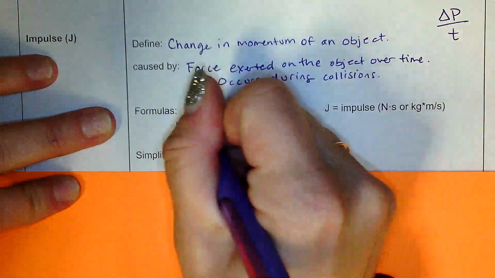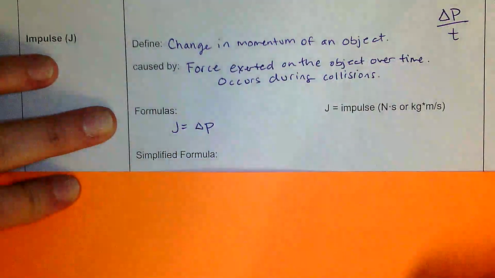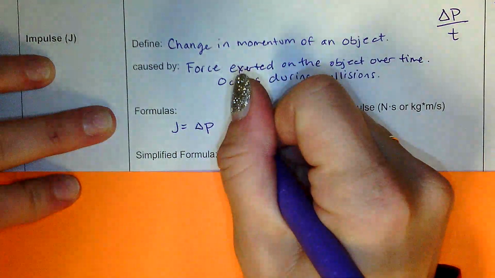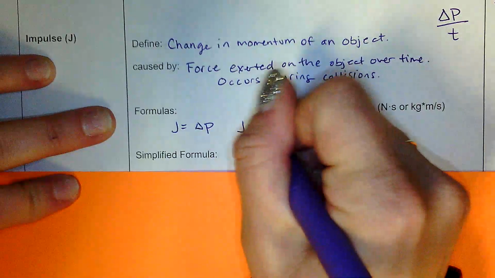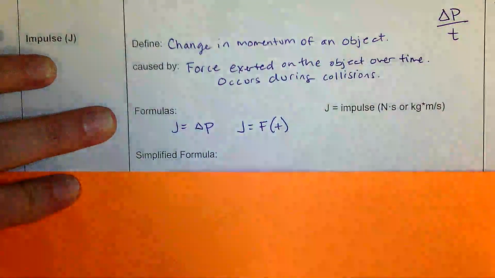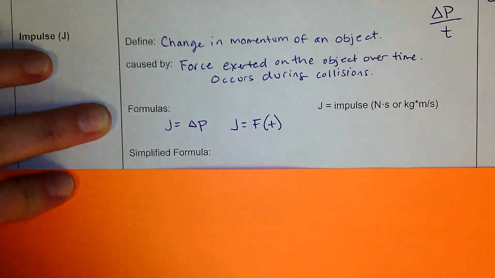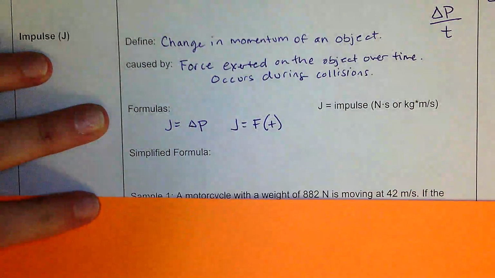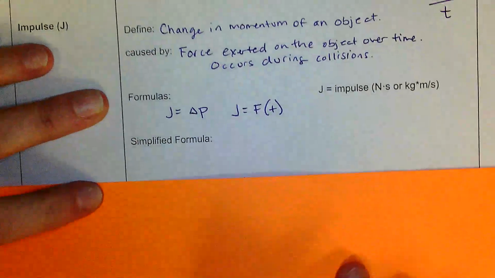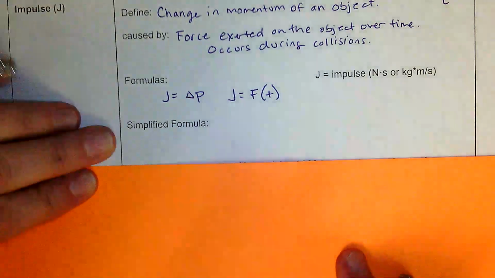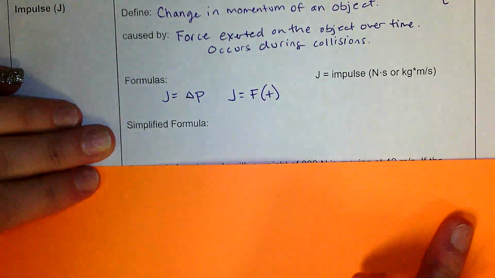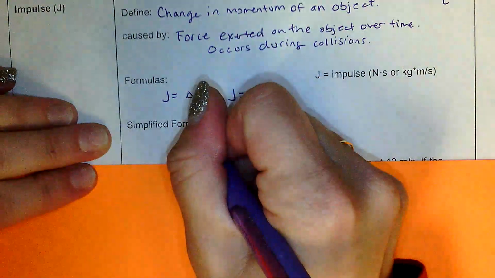So we have impulse is equal to the change of momentum. Okay, we also said that impulse is caused by a force acting over a period of time. Those are going to be our two formulas. Instead of having these written separately, we actually have a simplified one, and it doesn't look simplified at the beginning, but once you learn how to use it and manipulate it, it actually does get more simple.